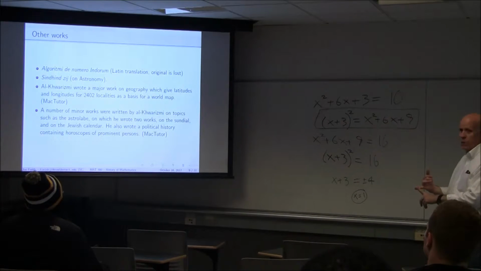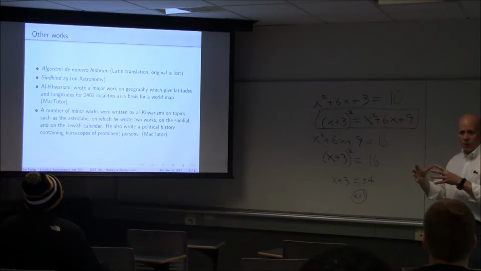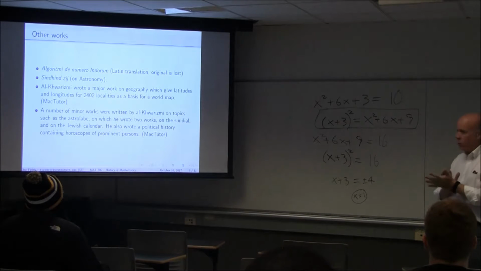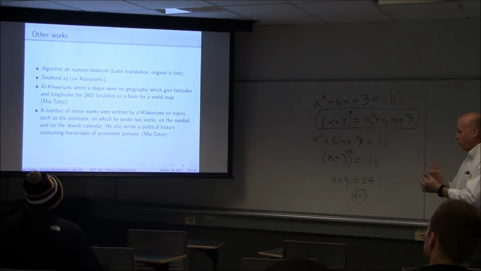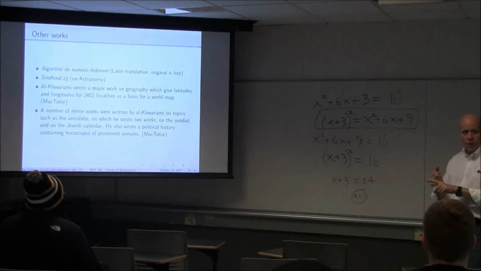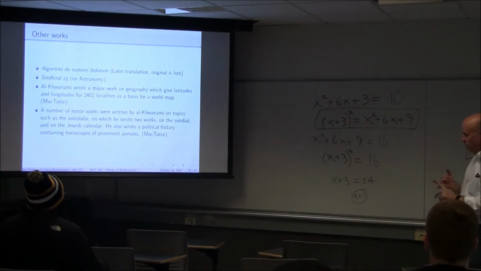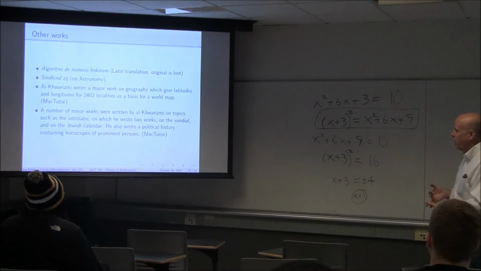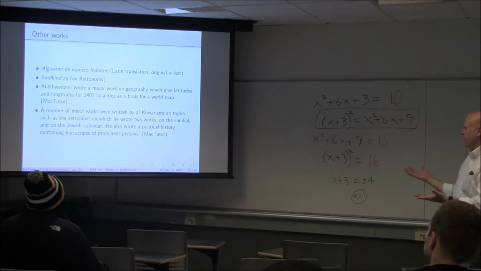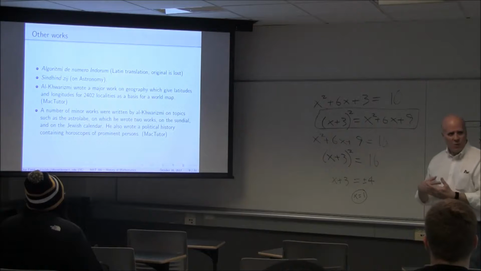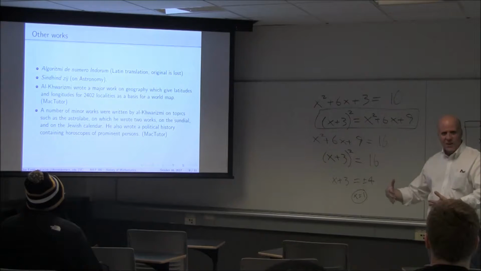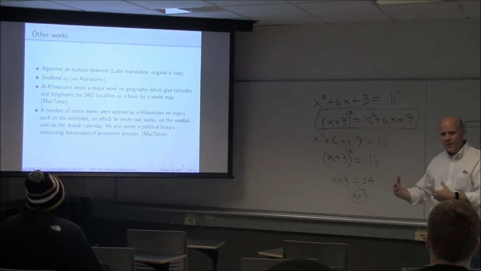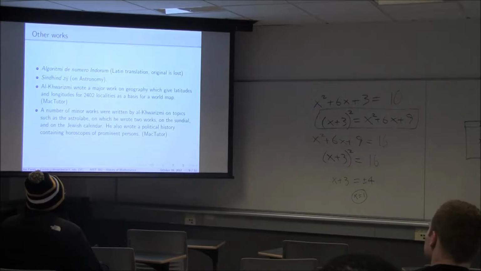He wrote about the astrolabe, which is a sort of model instrument to think about the structure of the solar system. He did works on the sundial and on the Jewish calendar. The Jewish calendar is a lunar calendar, so it's not quite as precise as what we use today, but it was better than what people had outside of the Jewish community. So it was pushed for a while. He also wrote political history, and including horoscopes. Today no scientist would spend any time with astrology, but the world was different then, and they believed that was actually a scientific pursuit.